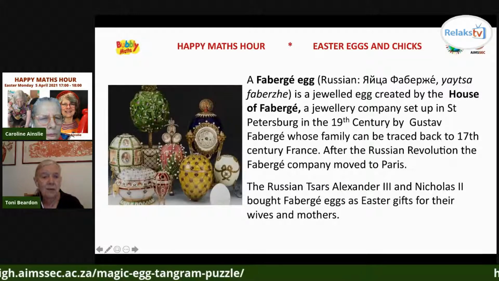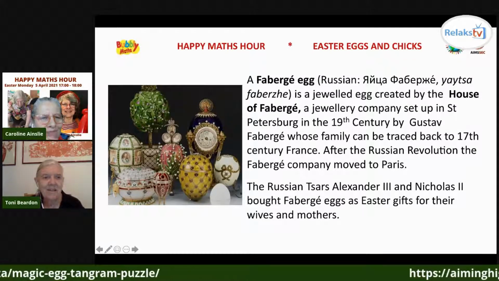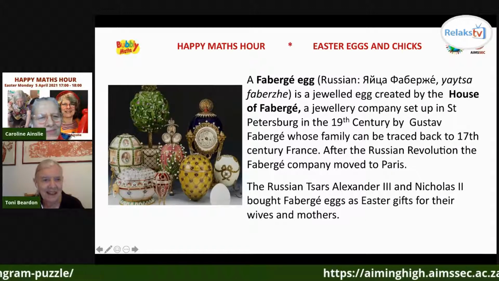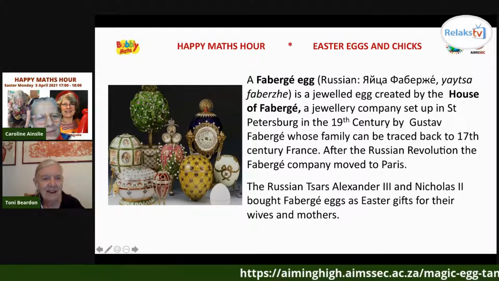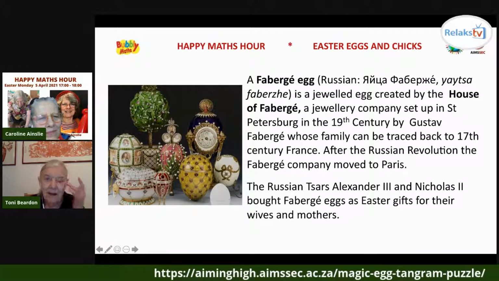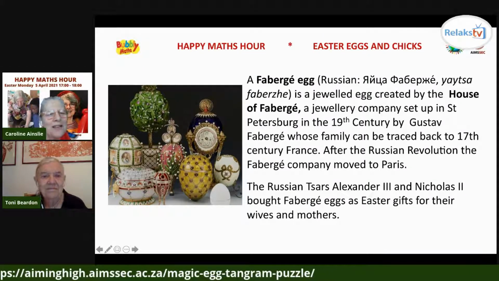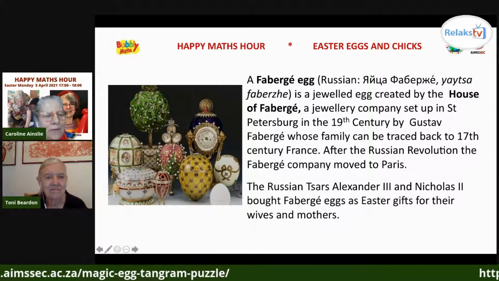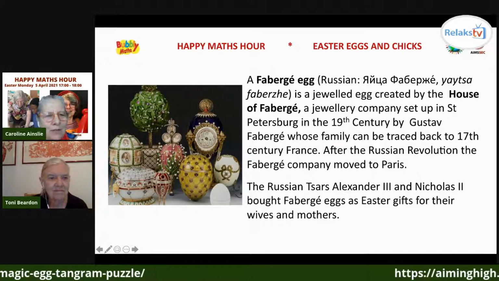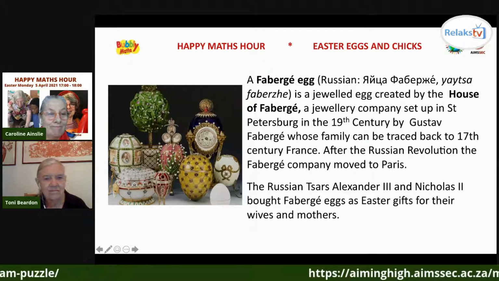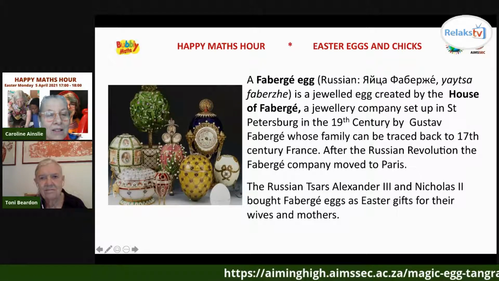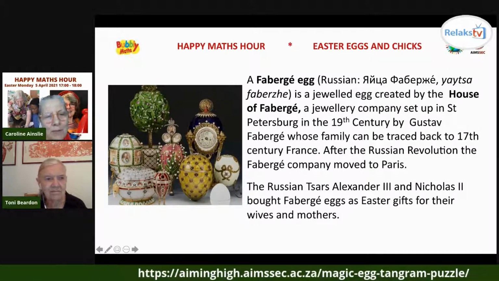And now, wow, look at these. Aren't they just amazing? Caroline, you were waxing lyrical about Fabergé eggs this morning. They've always fascinated me on several different levels. One was the amazing artistry that goes into making them.